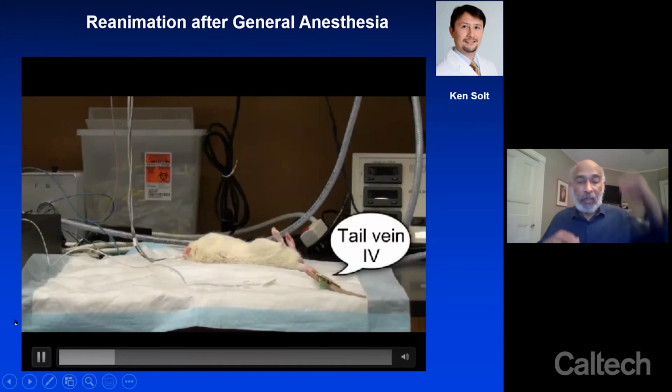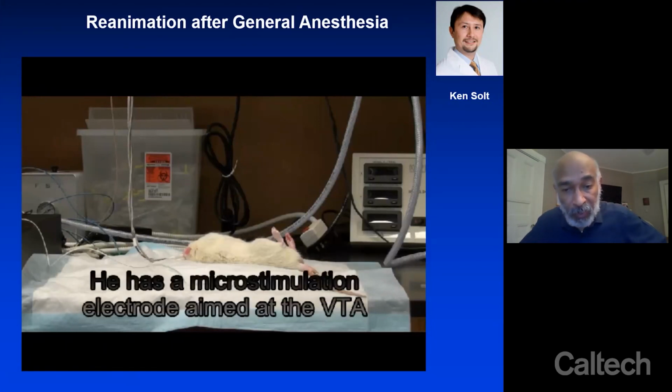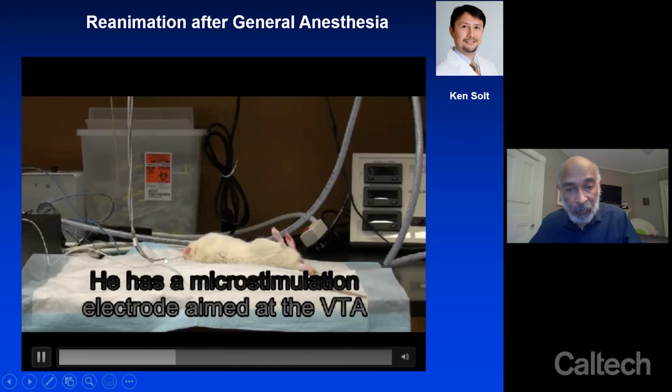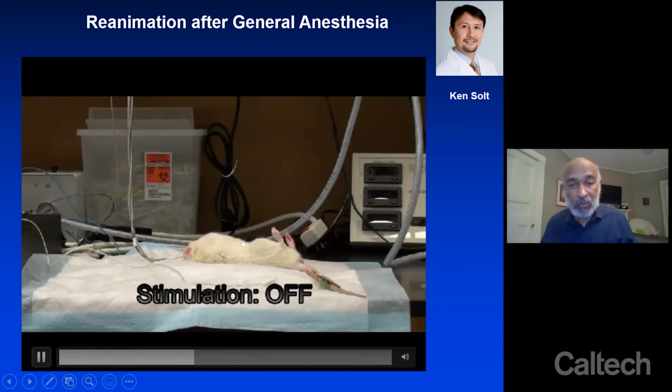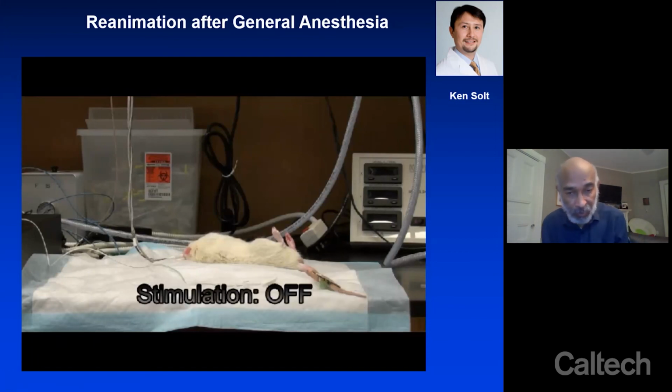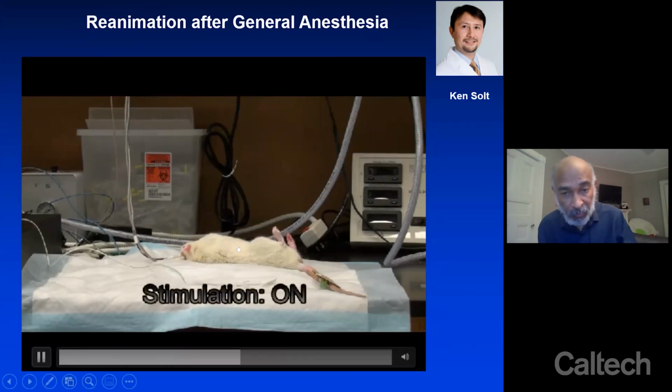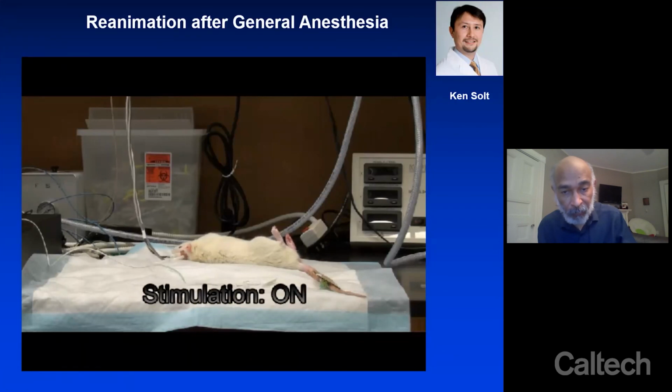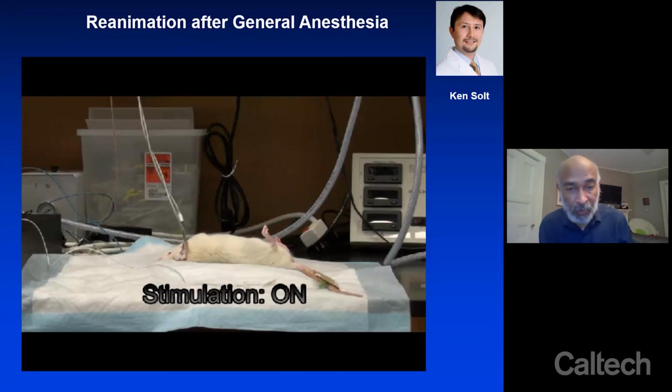So this is a rat that is receiving propofol, and he has an electrode implanted in his VTA. Ken is going to stimulate his VTA, and watch what happens when he turns on the stimulation. He's anesthetized with propofol. He doesn't turn the propofol off, but watch the first thing that happens when he turns on the stimulation. See how the animal starts breathing like crazy? And now he gets up and he runs off.